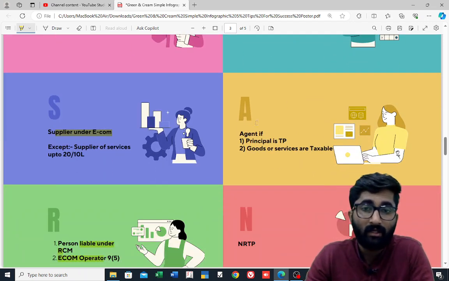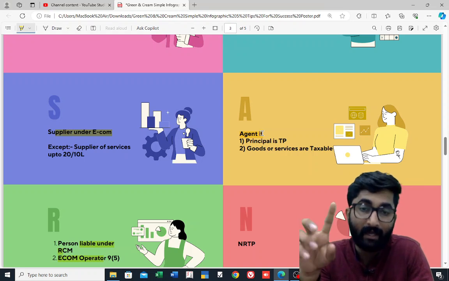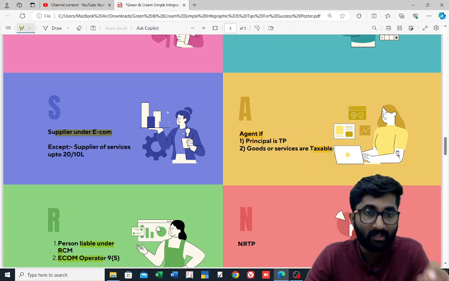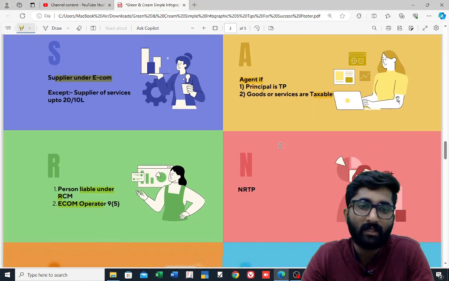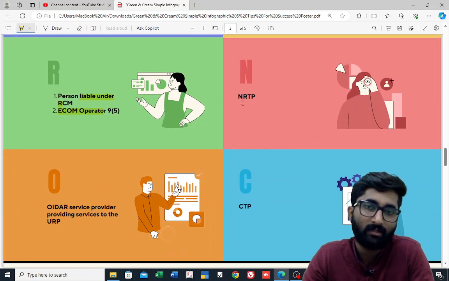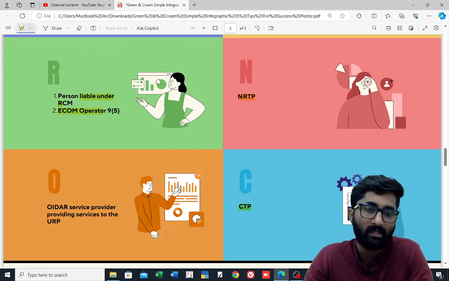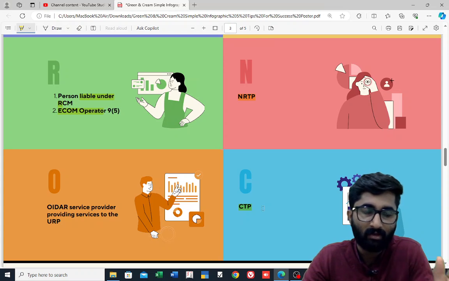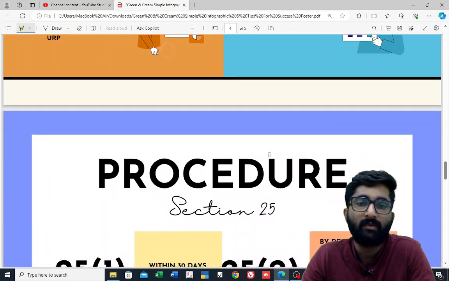Continued, agent. An agent is required to take compulsory registration when the principal is a taxable person. If the principal is a taxable person and the goods or services supplied by the agent are taxable, if these two conditions are satisfied, then the agent is required to take compulsory registration. And the next one is NRTP and CTP. These two are required to take compulsory registration. So this is about compulsory registration. And there is one last point, O for other: such other persons as may be required by the government have to take compulsory registration. So this is about section number 24.